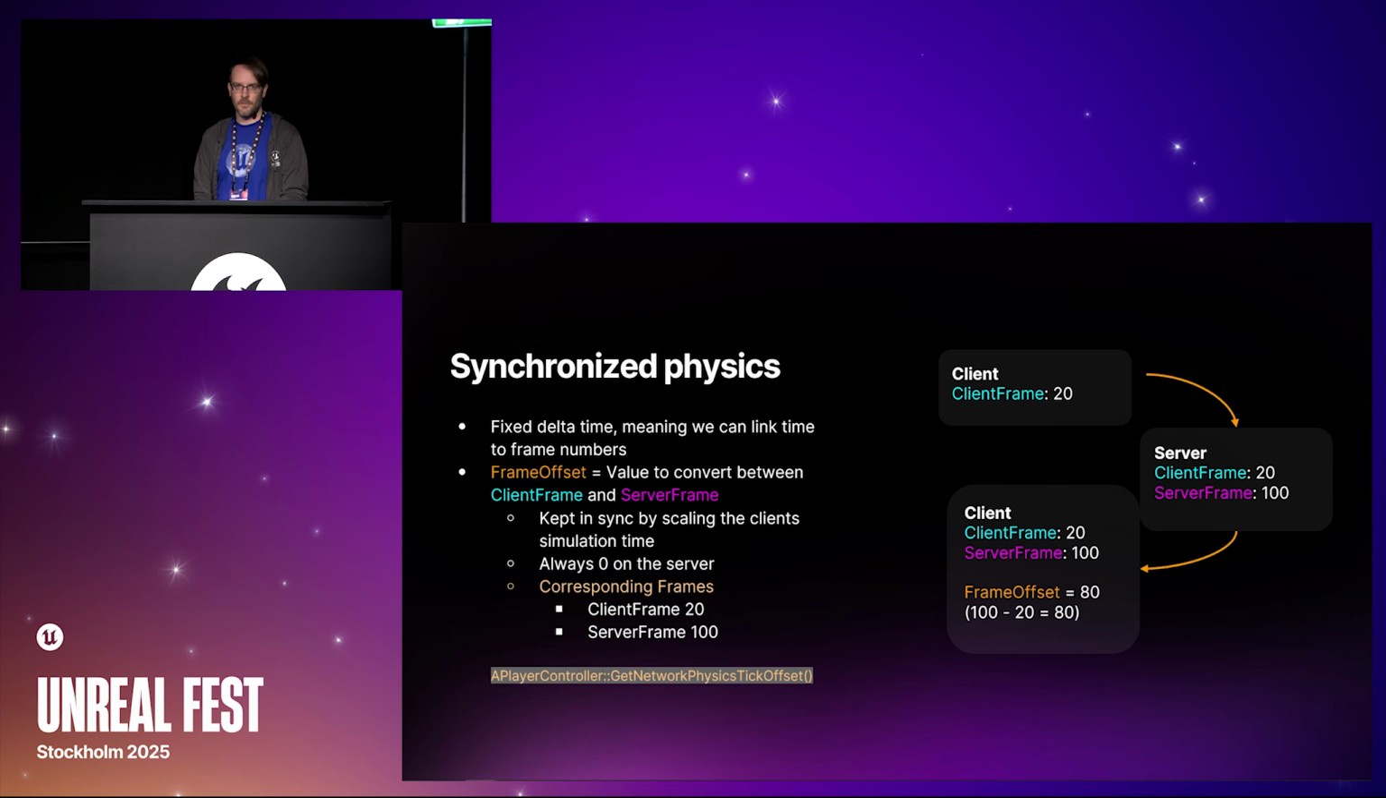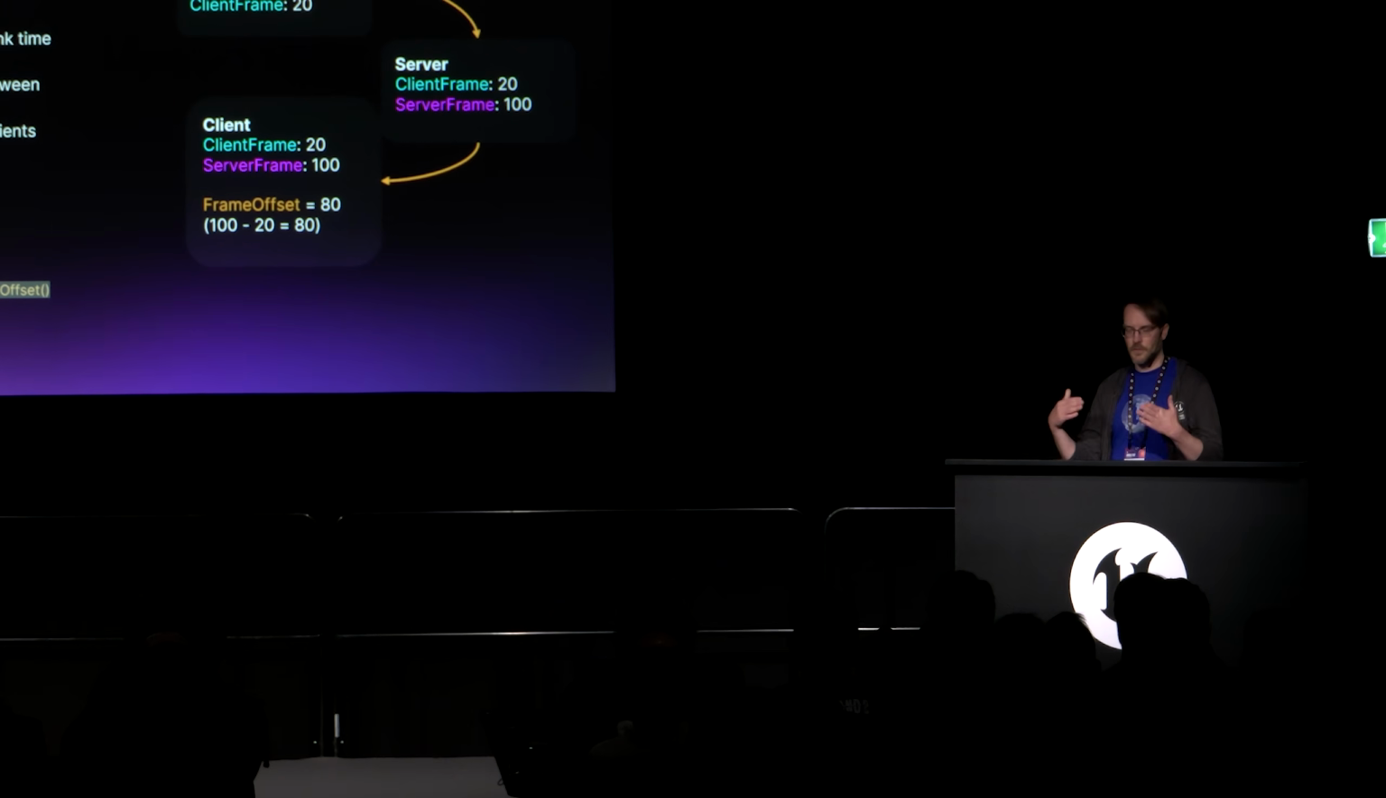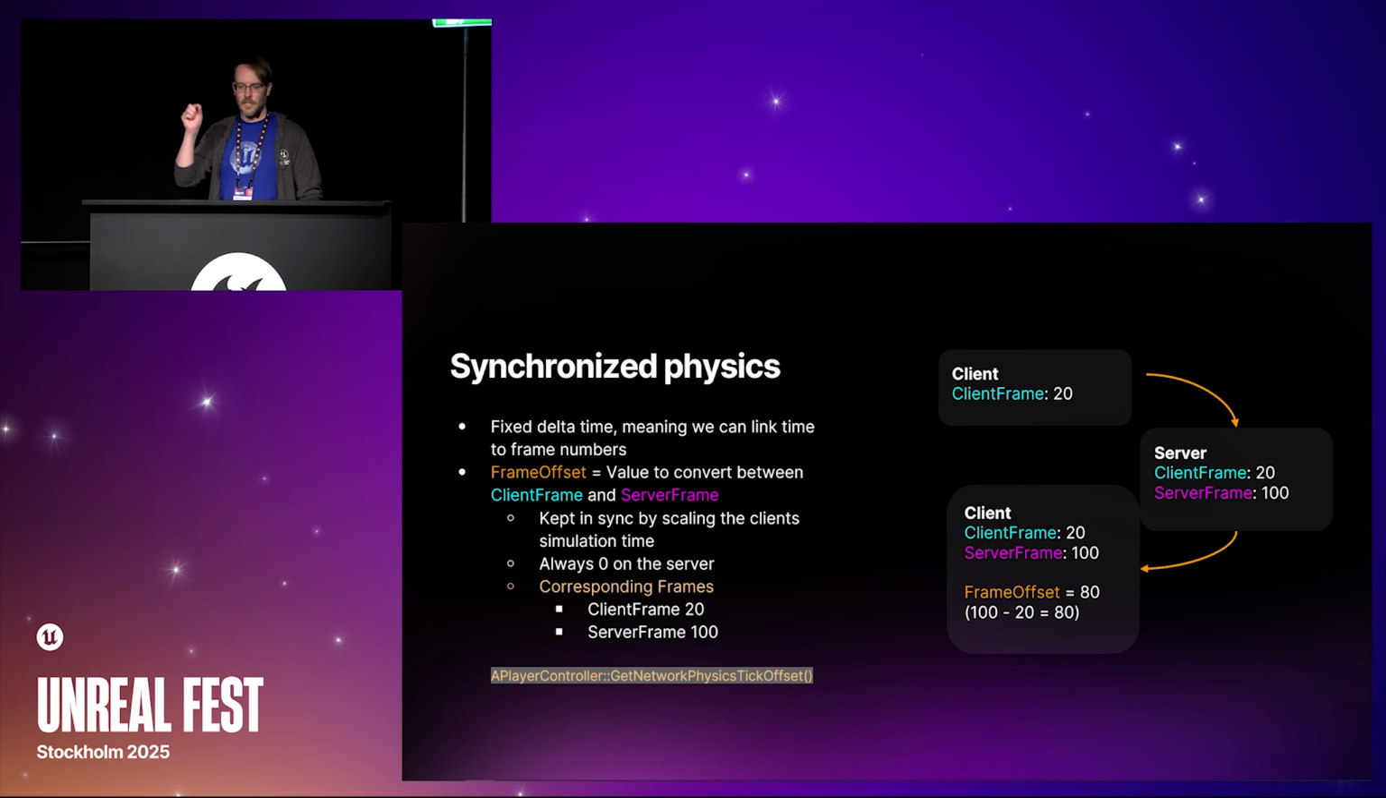And the client will do that by scaling the time of the simulation a little bit. So it might tick a little bit faster or a little bit slower. Nothing you will see. It might be 1 frame over the next 100 physics frames. So it's doing this dynamically all the time to keep this frame offset in sync. But this means that we have corresponding frames between client and server. If you look at the state of client frame 20, it should be equal to the state of server frame 100.